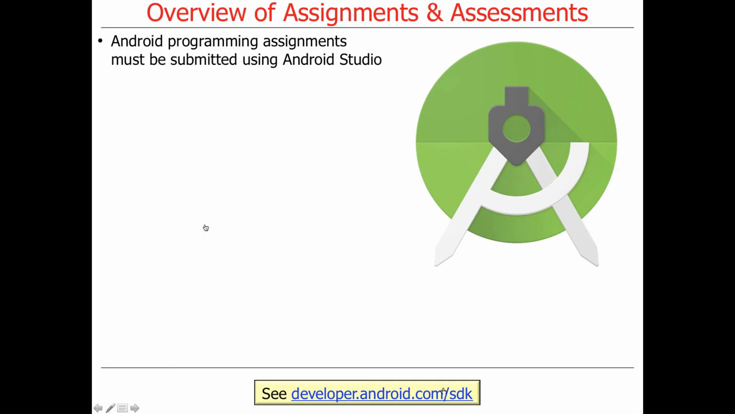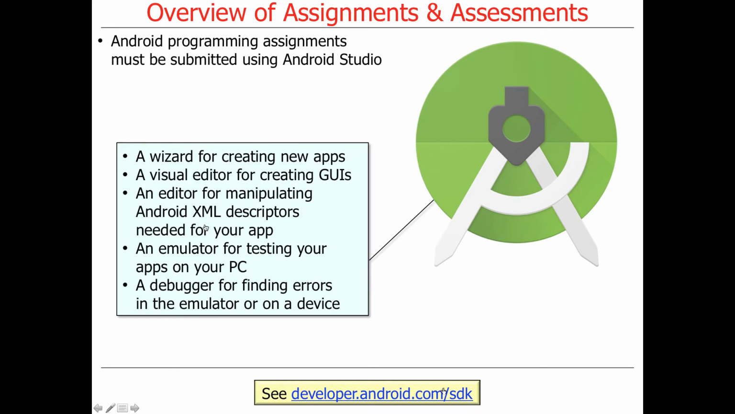And you have to use Android Studio. Android Studio is something you can also download if you haven't already got it. And it gives you all kinds of great things for interactive development. There's a wizard for making apps. There's a visual editor for making GUIs. You won't have to do a whole lot of that because I'll give you that part of the assignment. You can write your XML descriptors in a visual way. It's very visual. There's a debugger, there's an emulator, and so on.